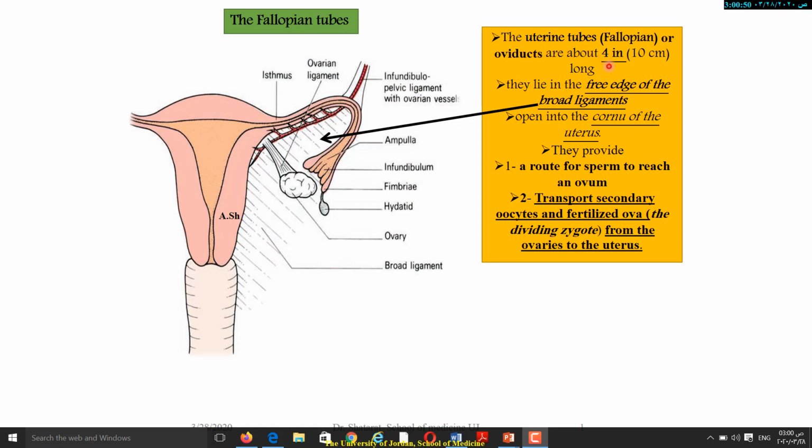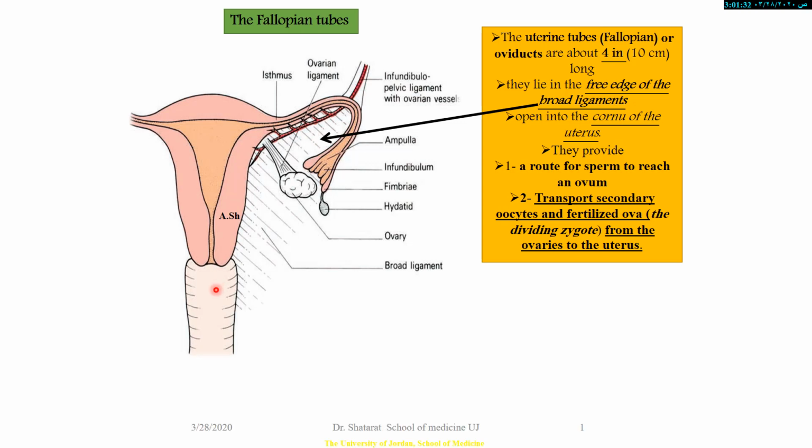They are 4 inches or 10 centimeters in length. They are quite long, and they lie in what we call the broad free edge of this structure, the broad ligament. I'm not going to ask you in the exam about these details because we will talk about them next in the course of the urogenital system, by the end of the third year. So what I really need you to know is that they are the route for the sperm, as you can see.